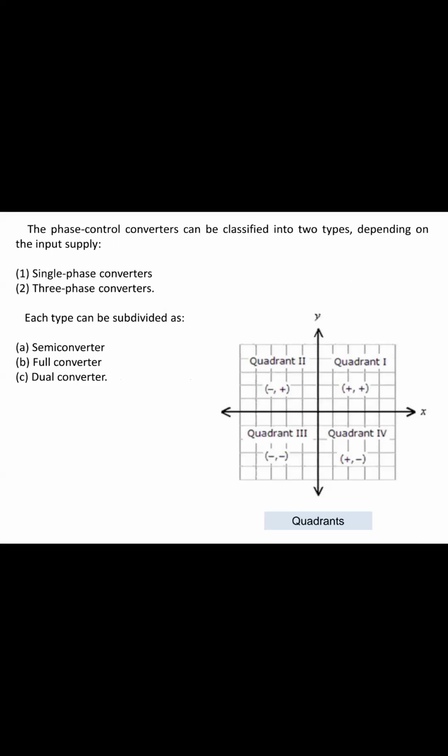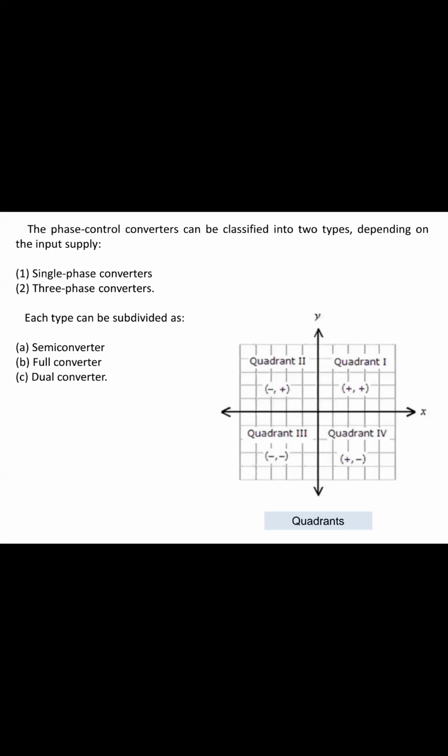Before that, we have three types: uncontrolled rectifier, fully controlled rectifier, as well as half controlled rectifiers. So what are these uncontrolled, fully controlled, and half controlled rectifiers? An uncontrolled rectifier uses only diodes.